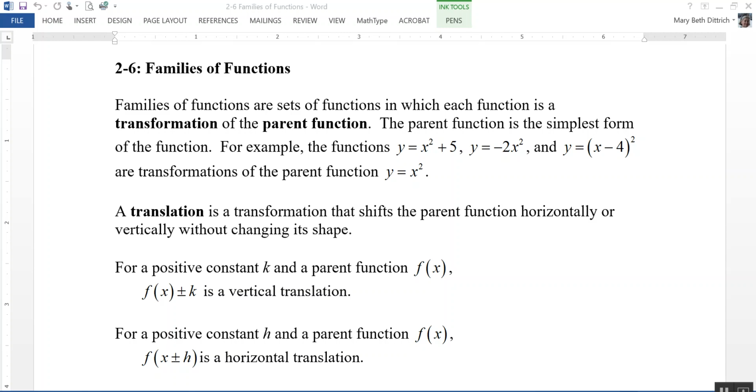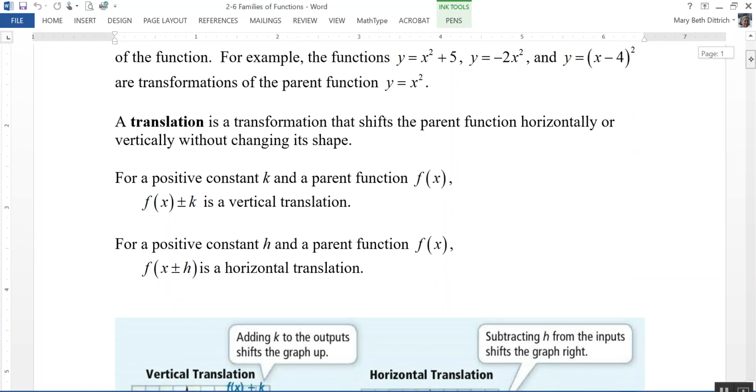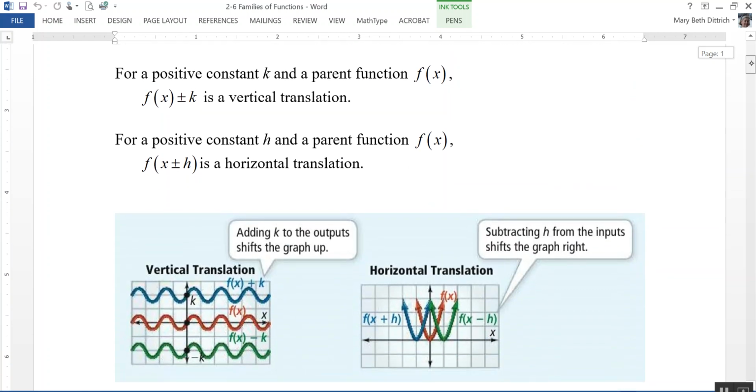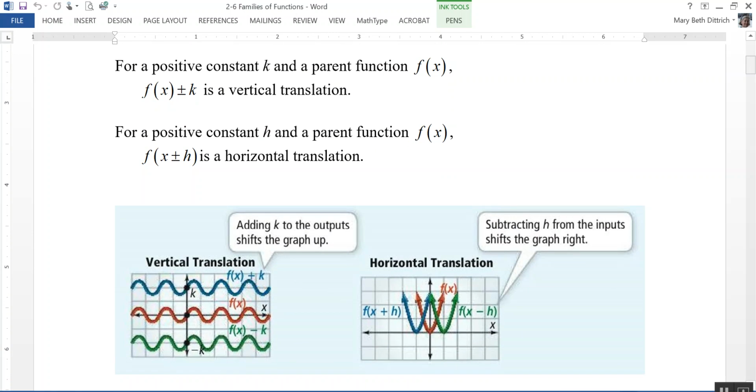A translation is a transformation that shifts the parent function horizontally, that is left or right, or vertically, up or down, without changing its shape. So for a positive constant k and the parent function, f of x plus or minus k, so plus or minus outside of the function, is a vertical translation, and that you can see in the box here. So adding k is going to shift it up or down.